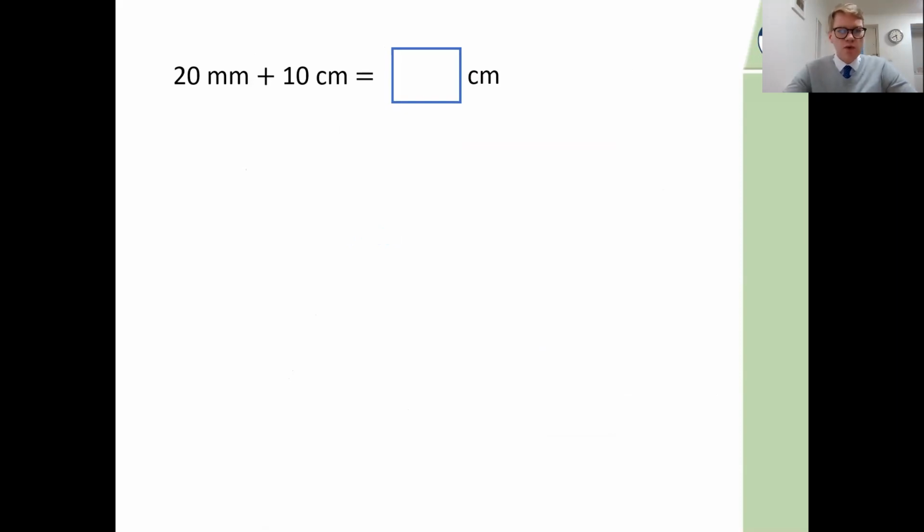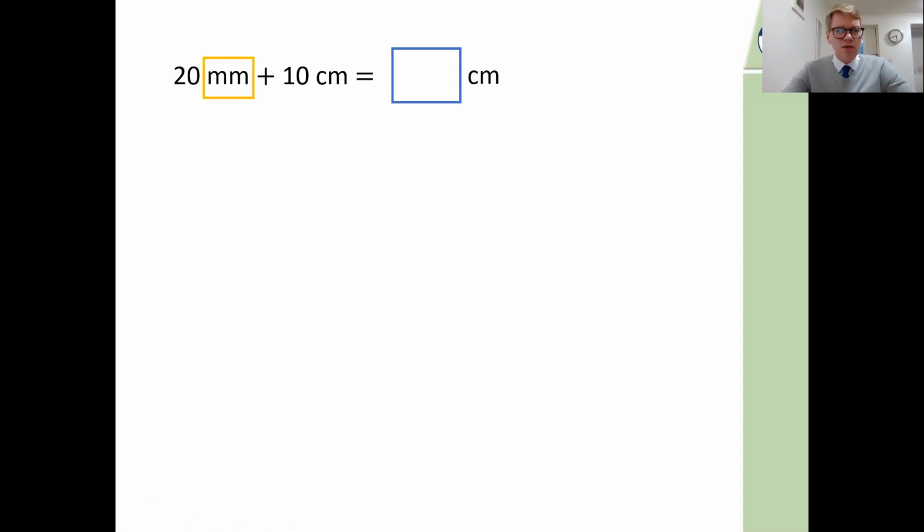Well, the answer is we don't have the same units here. We're adding up millimeters and centimeters. We've got 20 millimeters and 10 centimeters. So it's not 30. You've got to be really careful and spot the fact that these aren't actually the same unit. By unit, I mean the same unit of measurement. So millimeters aren't the same as centimeters, so we can't just add those two numbers together just yet.